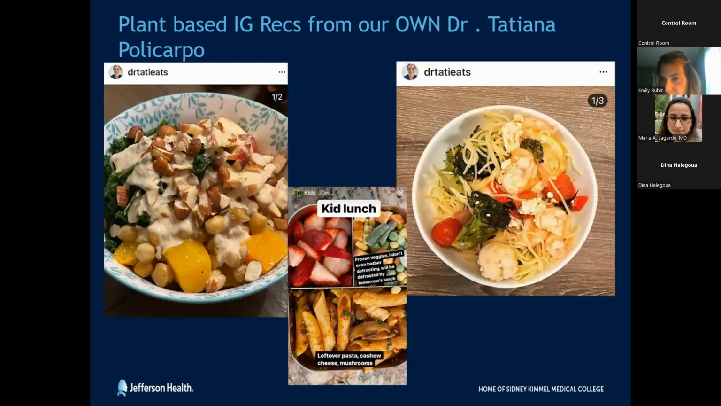So this is actually one of our fellows here, and she runs an Instagram, Dr. Paula Carpo, and does a whole thing with plant-based and plant-based geared towards kids. So it can look very appetizing, and it's very tasty and obviously very healthy.